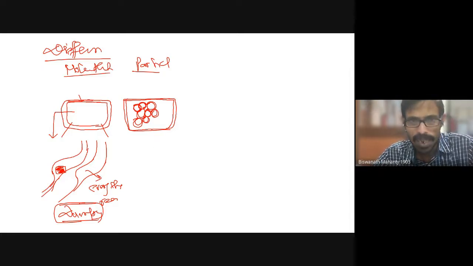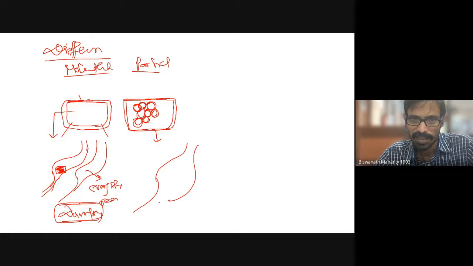But here, what is happening? One advantage in this kind of formulation is that even if the membrane is broken, what is actually released in the stomach is not the drug. The granules are released.